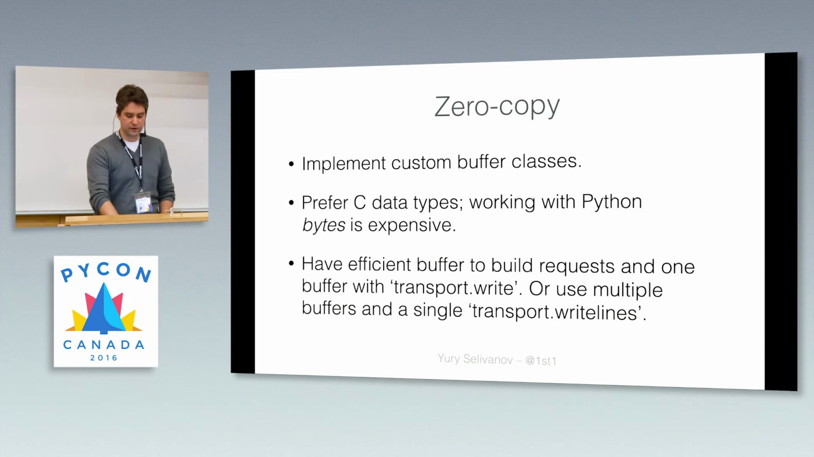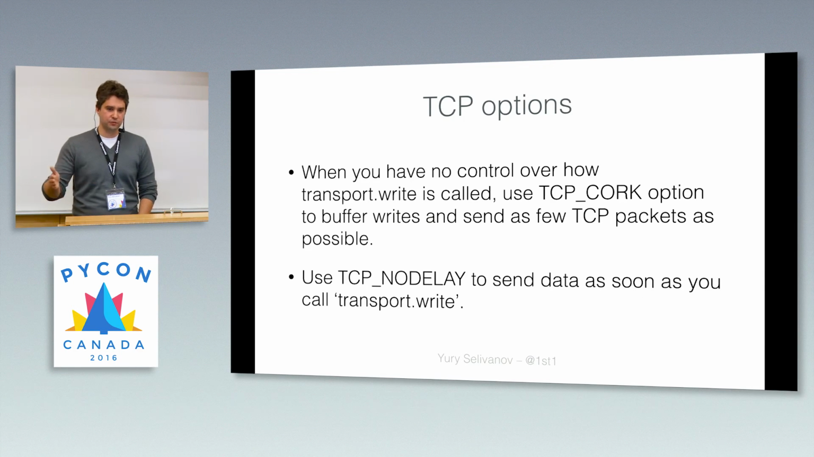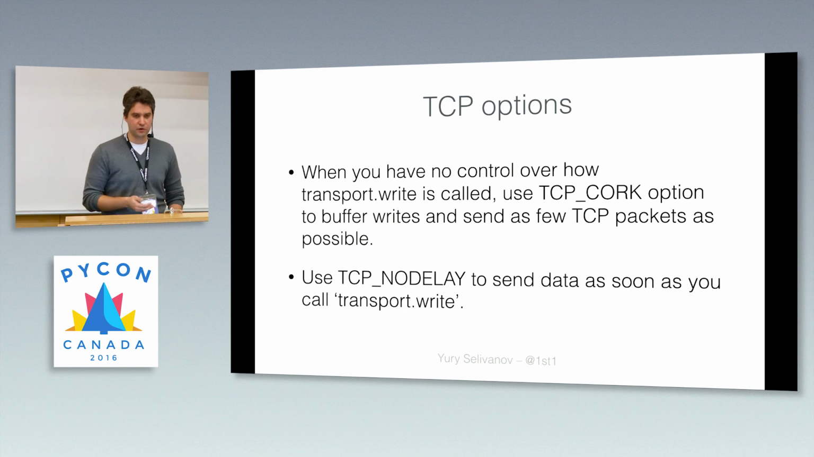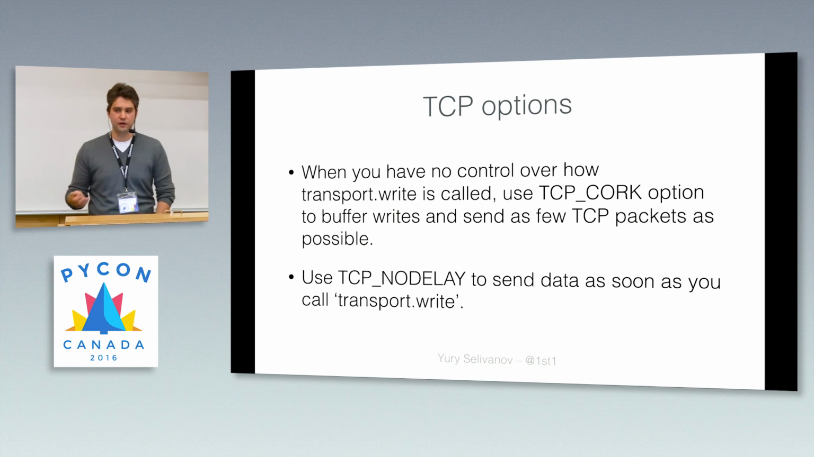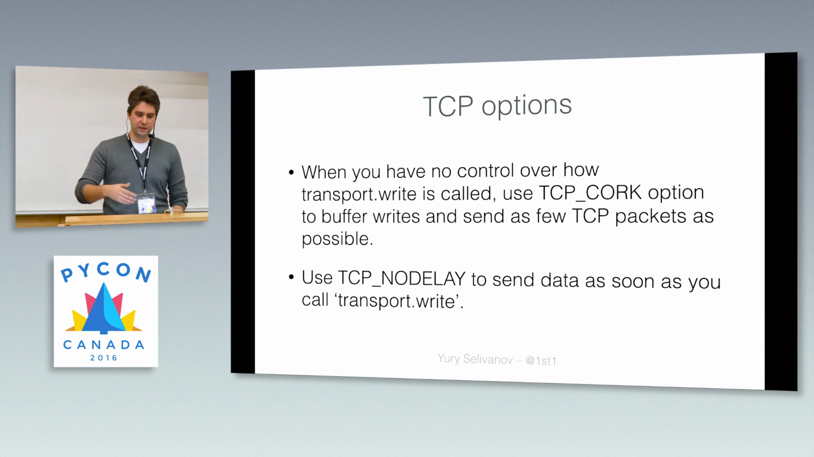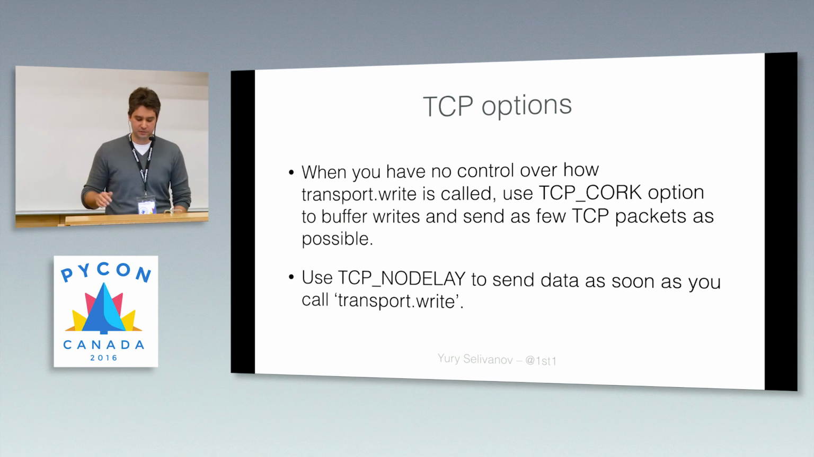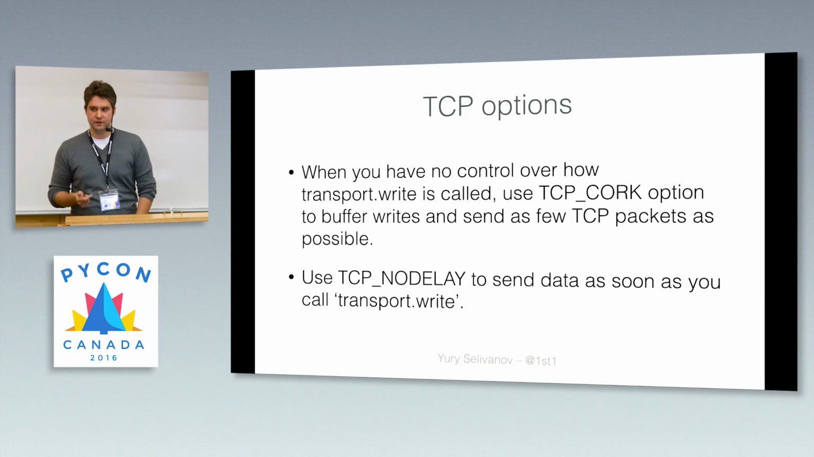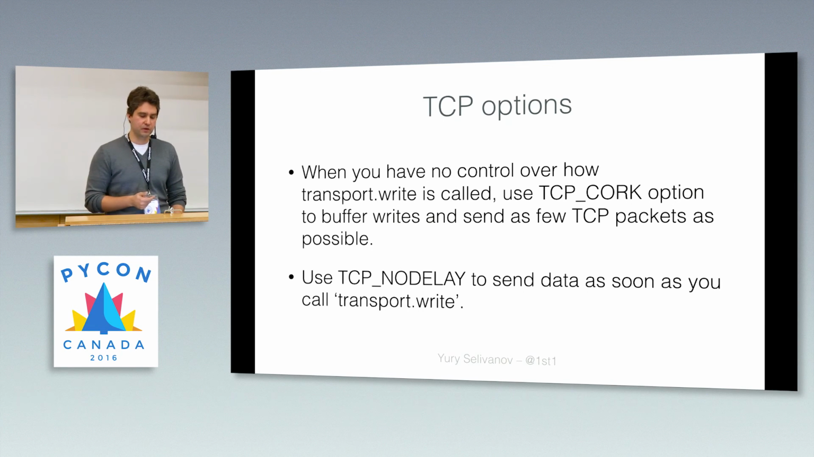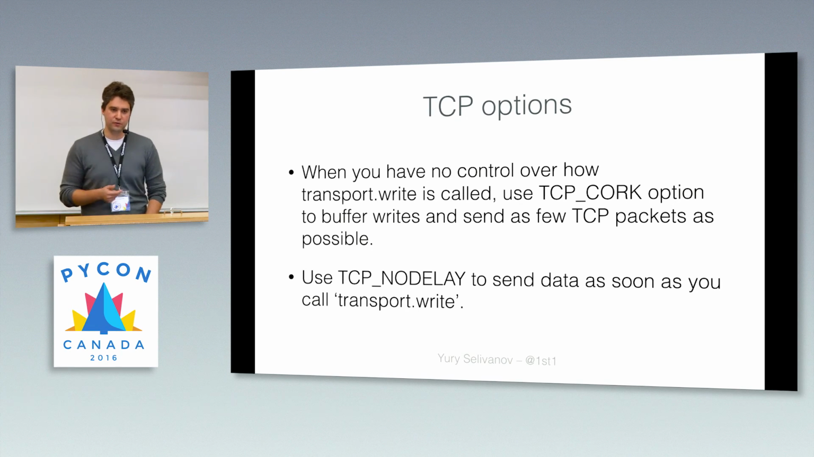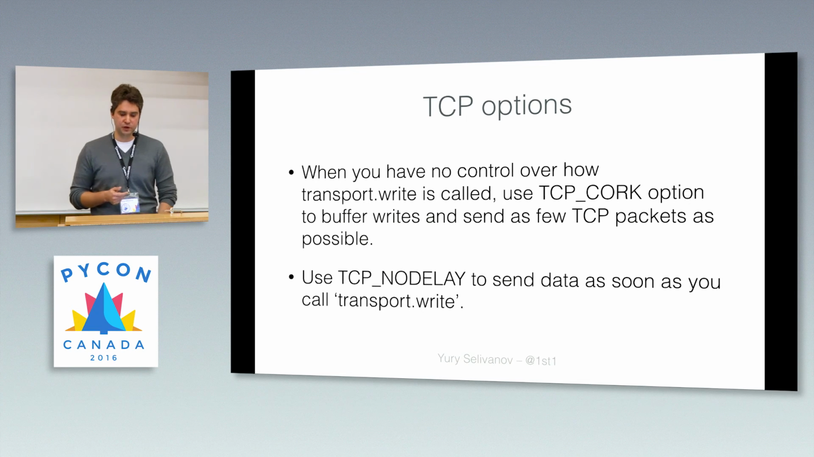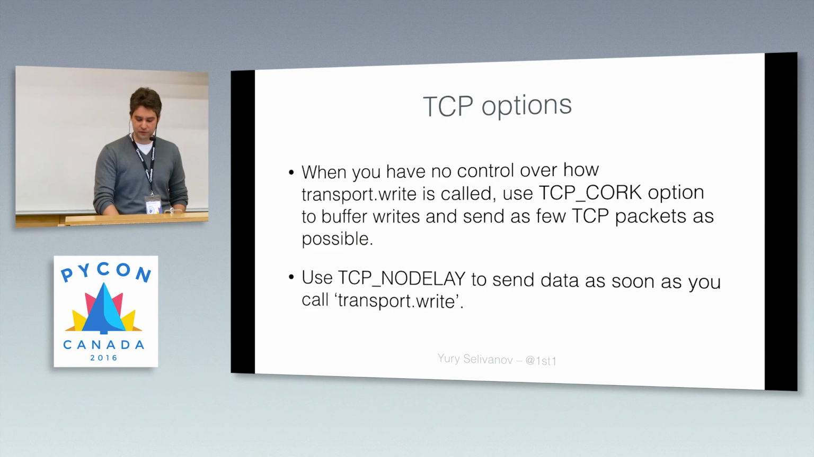If you don't have control over how many writes your protocol is making, you can use TCP cork and TCP uncork options, which essentially tell the kernel that I will do a bunch of socket send operations right now. Don't send them right away. Wait until I uncork the connection and just send them in as few TCP packets as possible. Use TCP no delay. This advice actually applies mostly to Python 3.5 and Python 3.4, because in 3.6 we use TCP no delay automatically and by default.